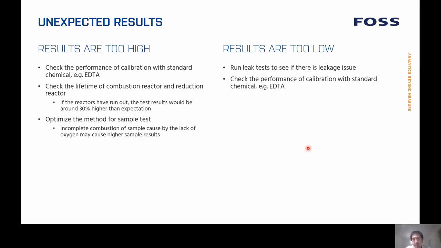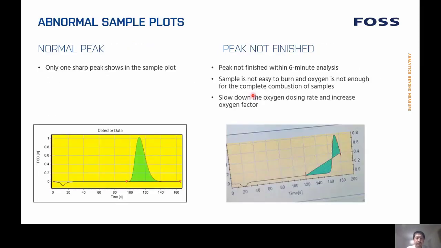And if you get a low result, that means probably you have a leakage in the system, then you should run a leak test to ensure there's no leakage in the system. And also check the calibration curve. If the verification gets a low result, that means you have to adjust the calibration curve to ensure that your result can be accurate with the calibration curve.